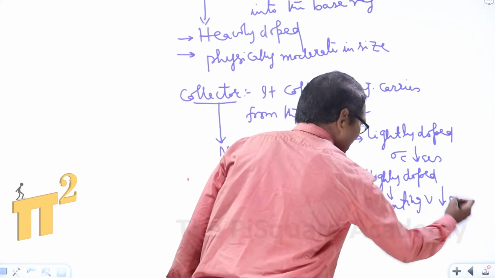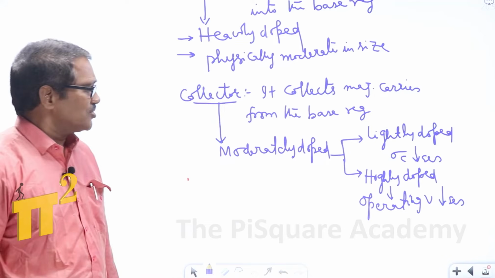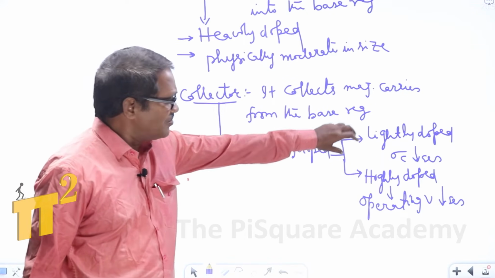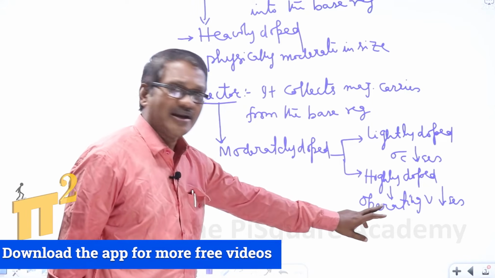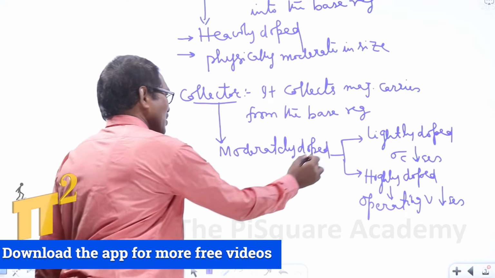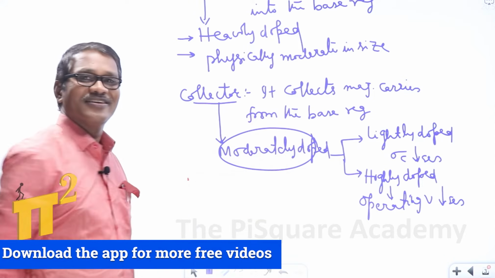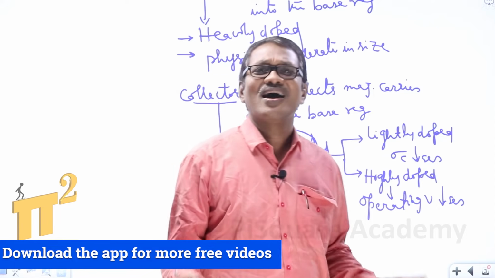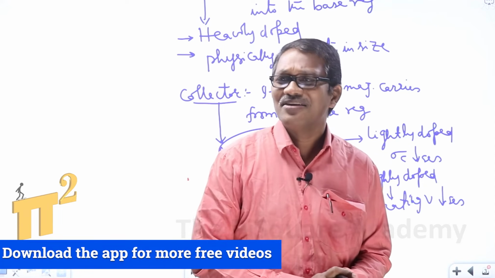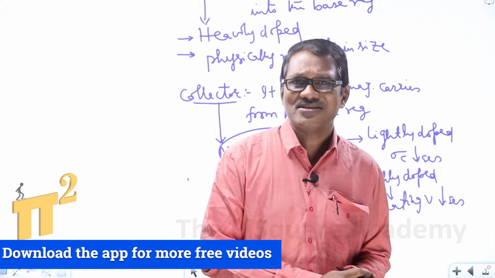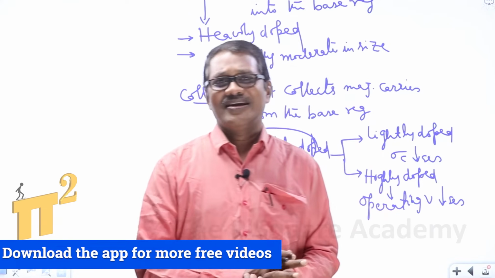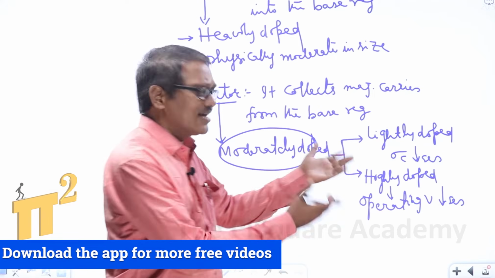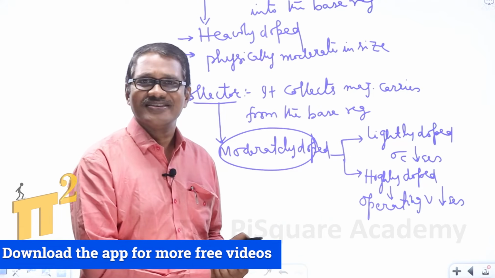Right? So with this we can conclude that to have reasonable conductivity and operating voltage, the collector must be moderately doped. Have you understood this, right? This is a very common question raised in interviews as well as in competitive examinations. Why must the collector be moderately doped? If it is lightly doped, then the conductivity is not up to the mark.